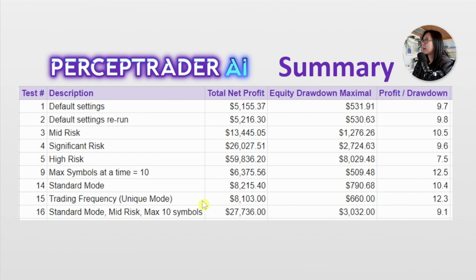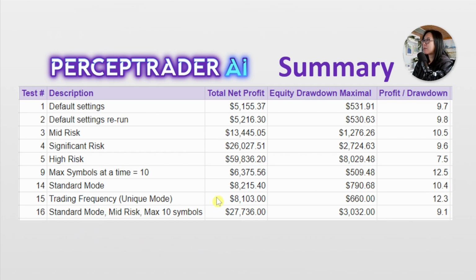The other one that seems to work quite well, again, is unique mode, where the trading frequency was set to its maximum of 10. So both the maximum symbols at a time at 10 and a maximum trading frequency at 10 under unique mode seem to give us the best total net profit versus drawdown. But I understand some people like to see lots and lots of trades. So if you prefer the standard mode over the unique mode, where there are more trades, then the default standard mode with no other fancy settings gives you a reasonably good profit to drawdown at 10.4.